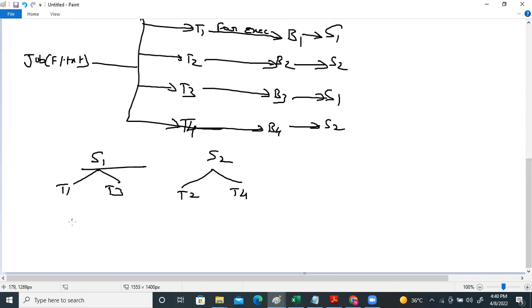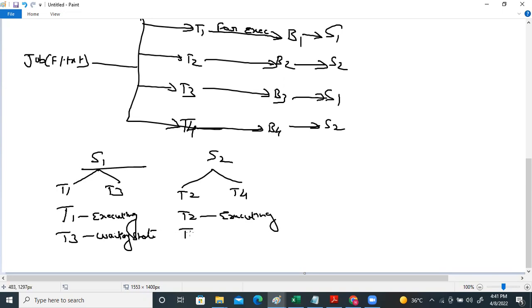Here, assume in S1, slave 1, the first task T1 is getting executed. In S2, T2 will be executing. What about the other tasks, T3? It will wait for T1 to complete. Waiting state. T4 waiting. Means here two tasks are in the waiting state.